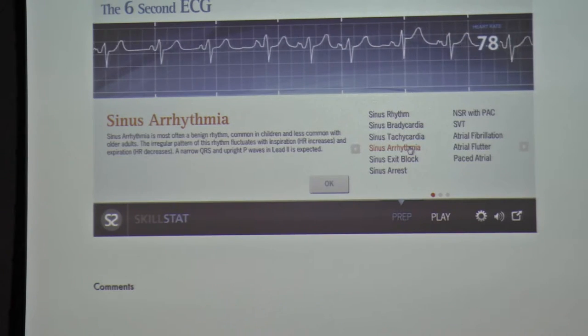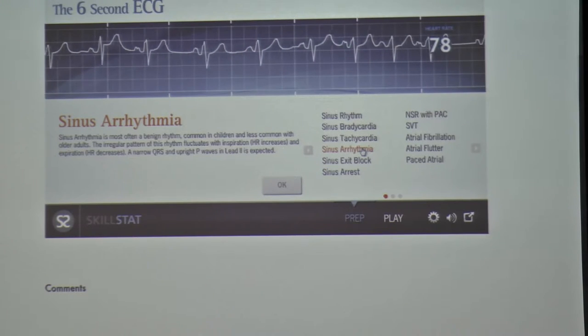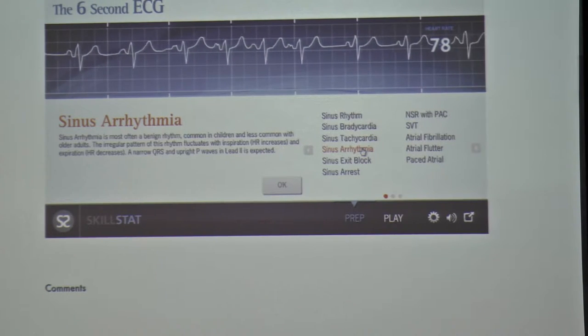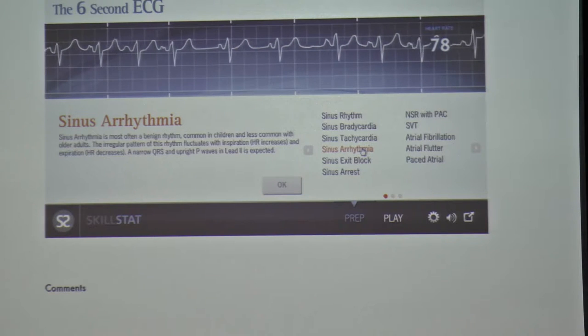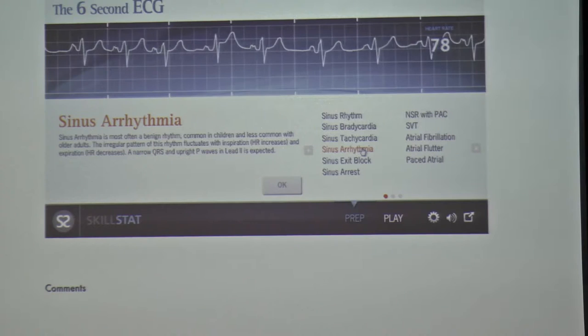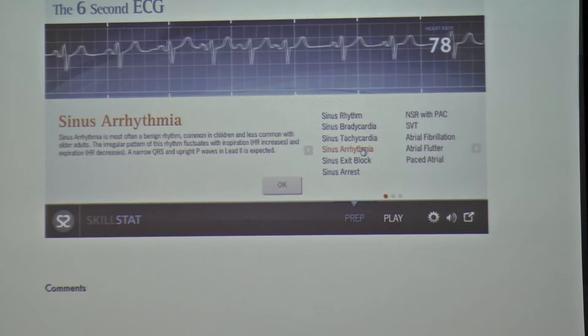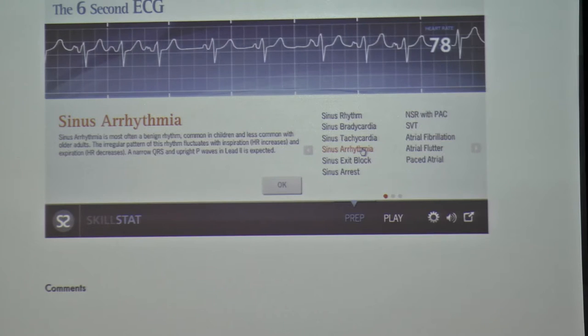But they all look the same. There's no real change, and then every so often they come out of rhythm. So if you see a younger person, say under the age of 25, with a slightly irregular rhythm, and you can clearly make out P waves, I would call it a sinus arrhythmia. It wouldn't be AFib or anything like that.